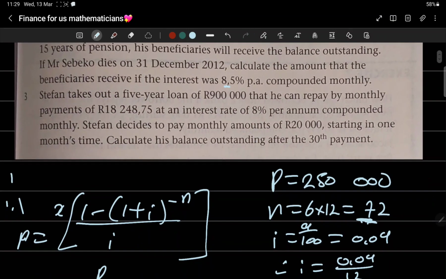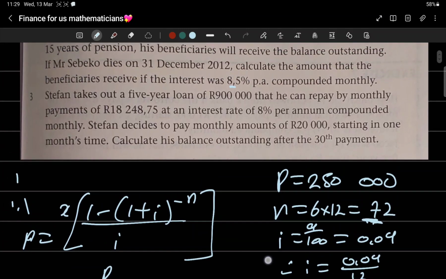Stefan takes out a 5-year loan of 900,000 that he can repay by monthly payments of 18,248.75 at an interest rate of 8% per annum compounded monthly. Stefan decides to pay monthly amounts of 20,000 starting in 1 month's time. Calculate his outstanding balance after the 30th payment.